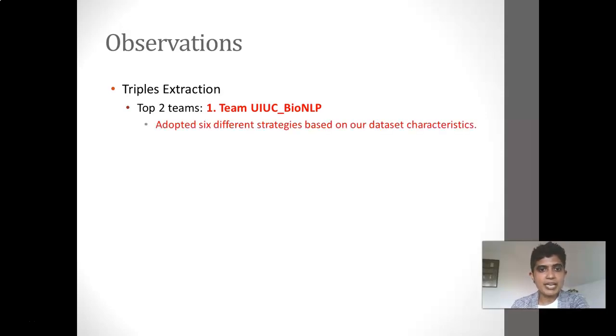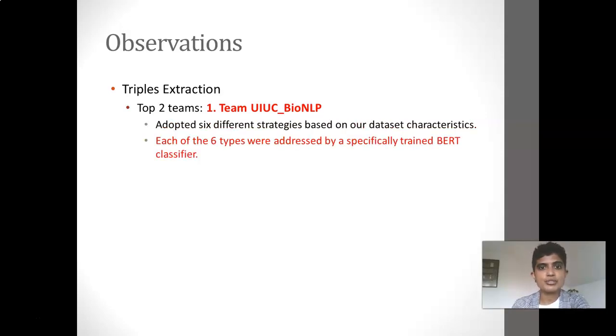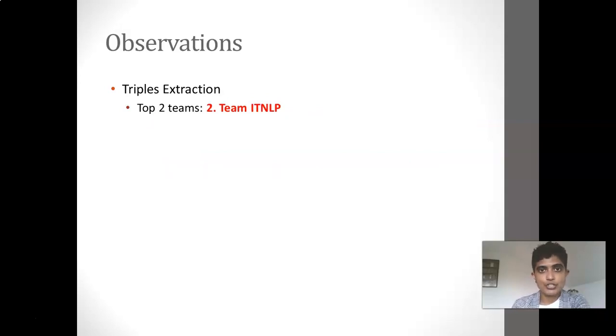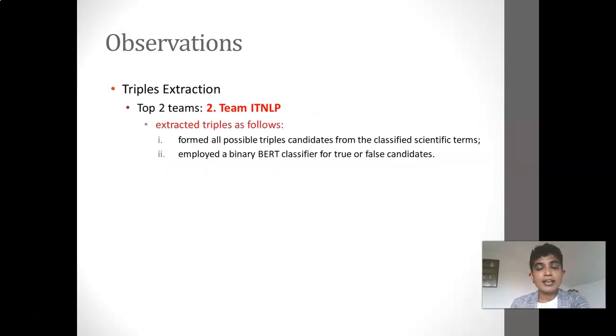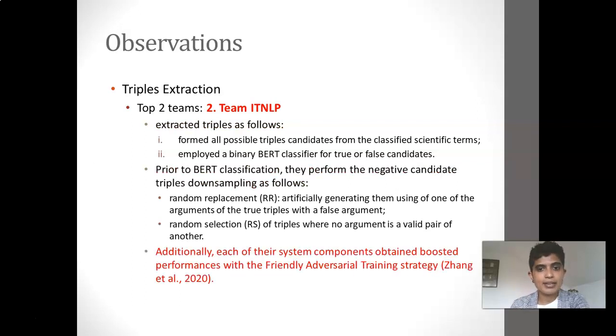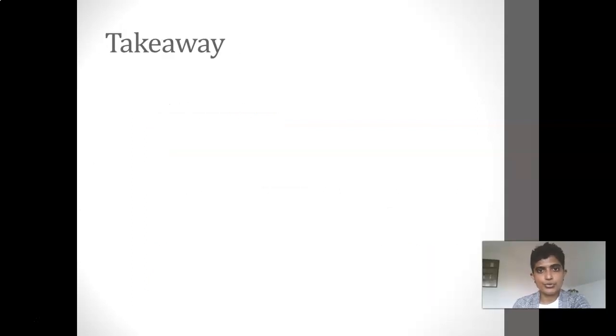Triples extraction, we will look at just the top 2 teams. So the best team adopted 6 different strategies based on our dataset's characteristics, used a specialized trained BERT classifier for each of the 6, and obtained an overall score of 49.72. The second best team extracted all possible triple candidates, classifying them as true or false, and also used downsampling. In addition, they used adversarial training to boost individual system performances. And their overall score was not too different from the first team at 47.03.